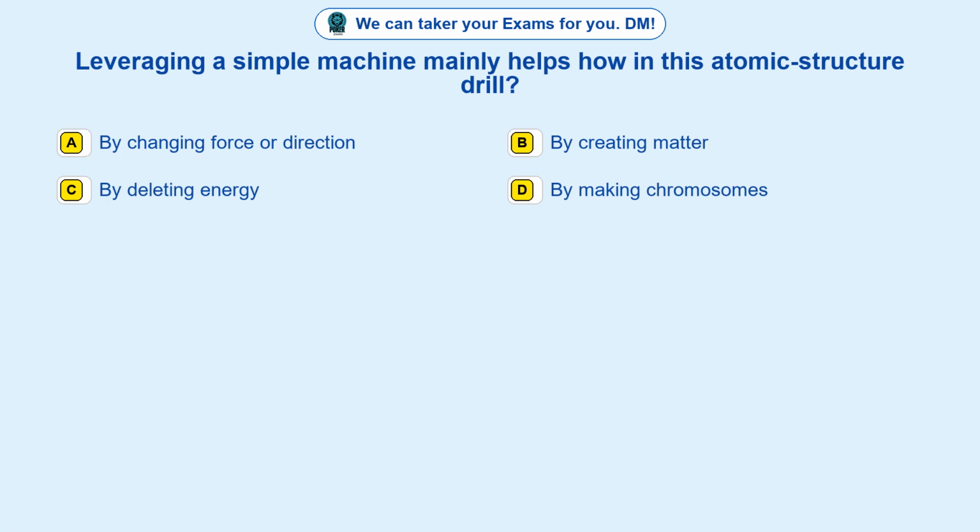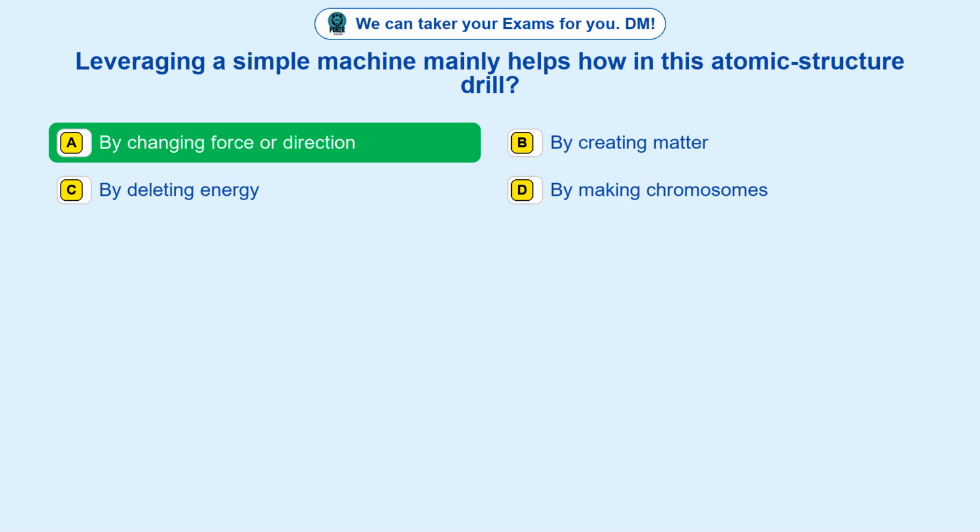Question 63. Leveraging a simple machine mainly helps how in this atomic structure drill? Option A, by changing force or direction. Option B, by creating matter. Option C, by deleting energy. Option D, by making chromosomes. The correct answer is option A. By changing force or direction.